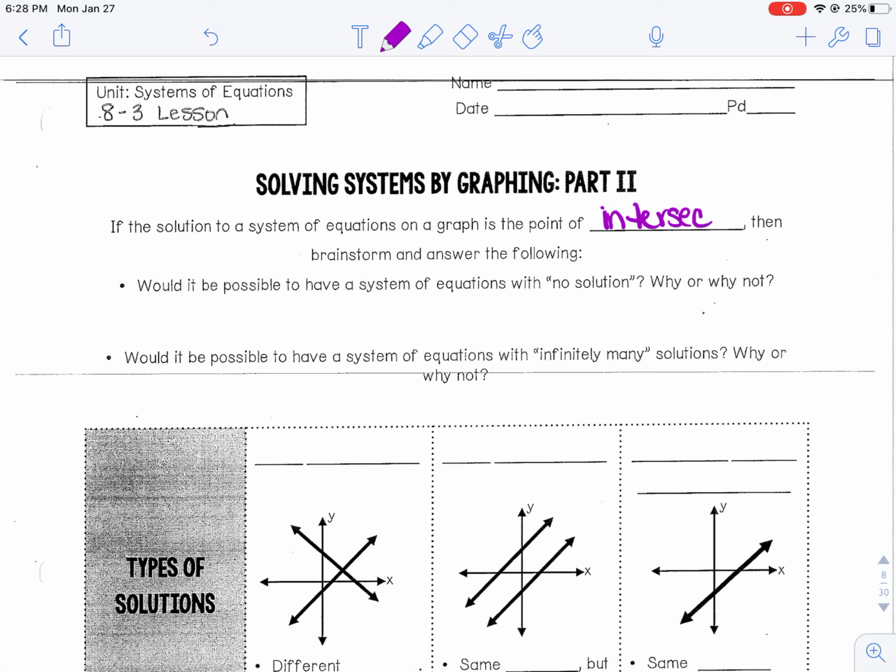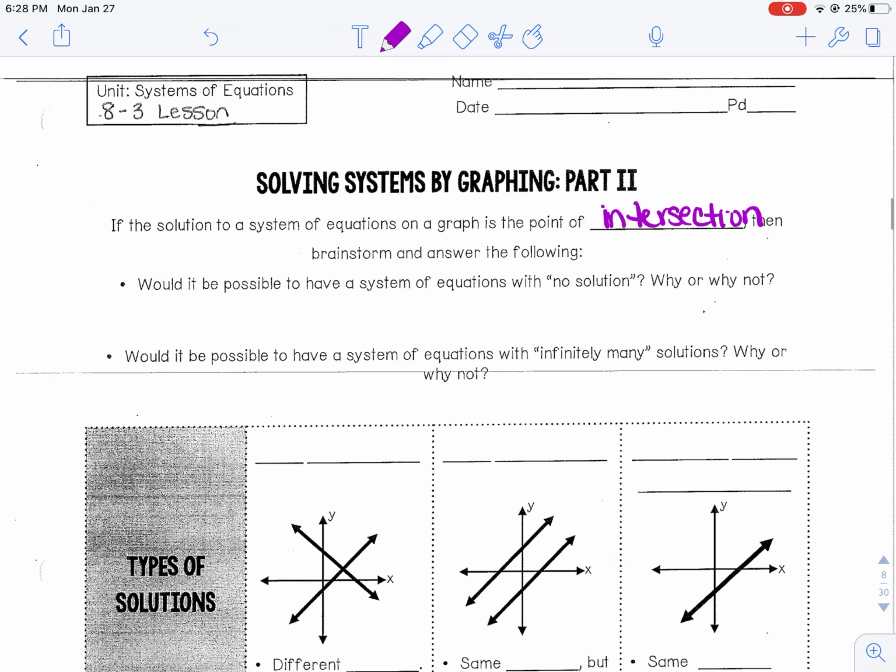then brainstorm and answer the following. Okay, would it be possible to have a system of equations with no solution? Well, you might want to think that if they never intersect, they would not have a solution because the intersection is our one solution. So, yeah, as long as the system does not intersect.